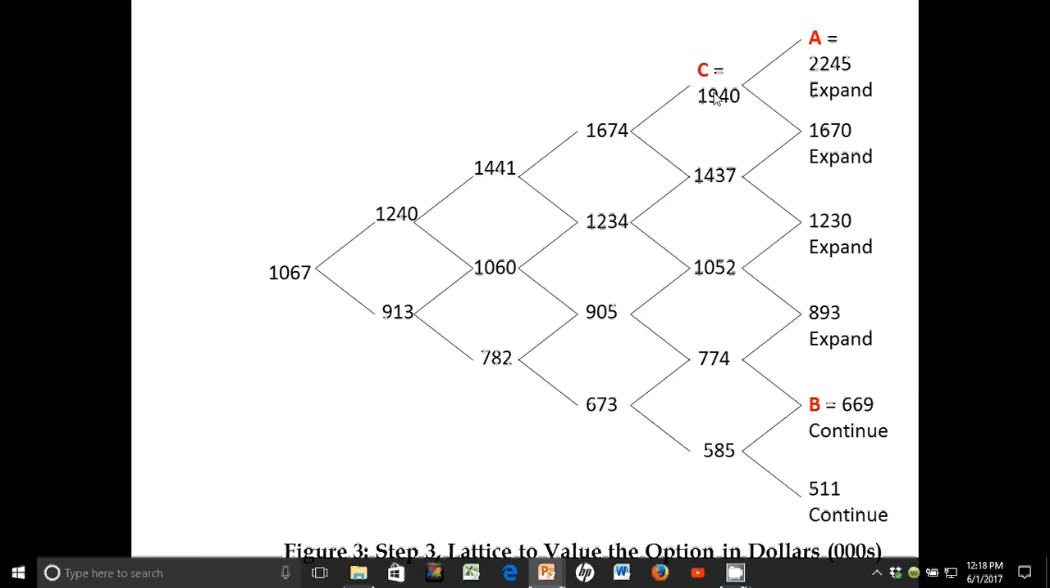Notice that at node B, the node value is not according to formula, but carries over the same value from the lattice of the underlying in step 2. This is because the cost of expanding at this node was not justified, and node B from the lattice of the underlying is greater than the expansion option. Management chooses to continue the project as is without the expansion. As we work from right to left in the options lattice, we derive the NPV of the option to expand, 1067.